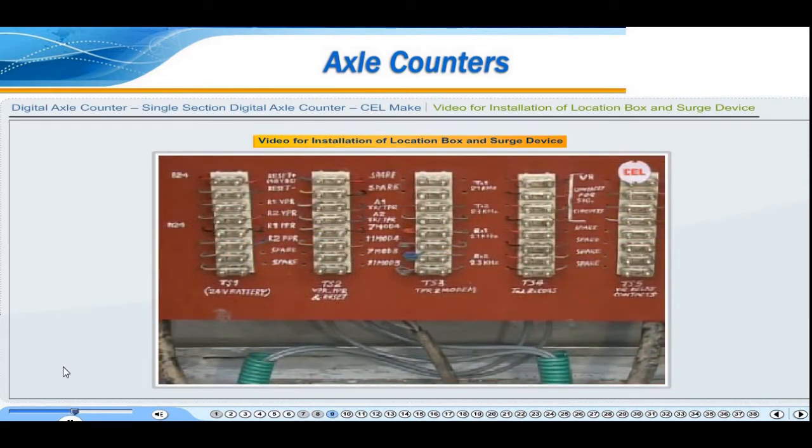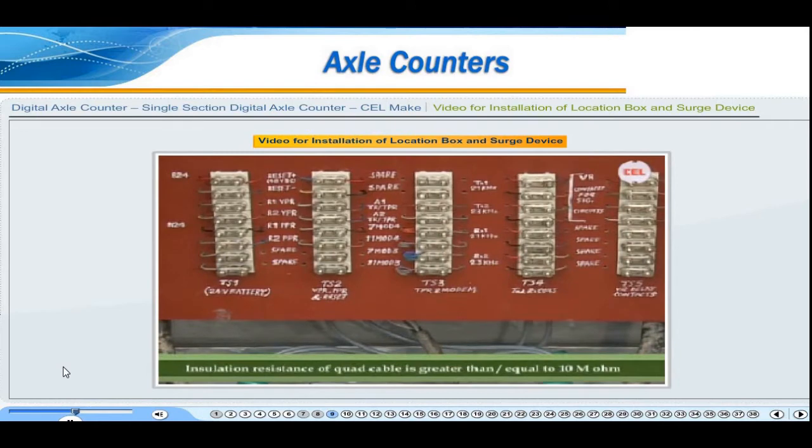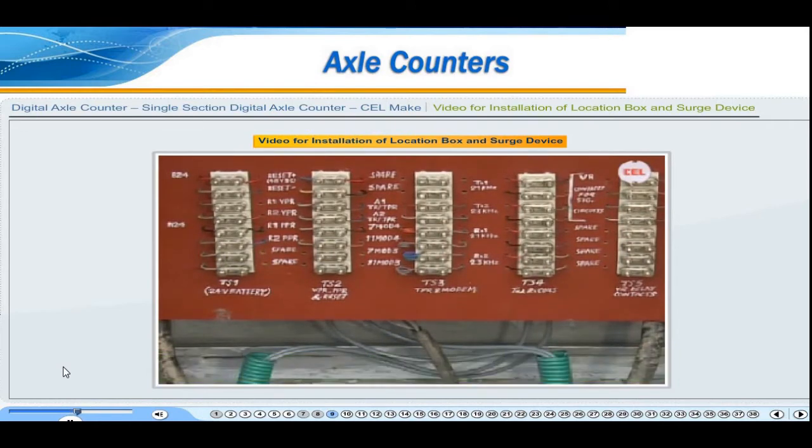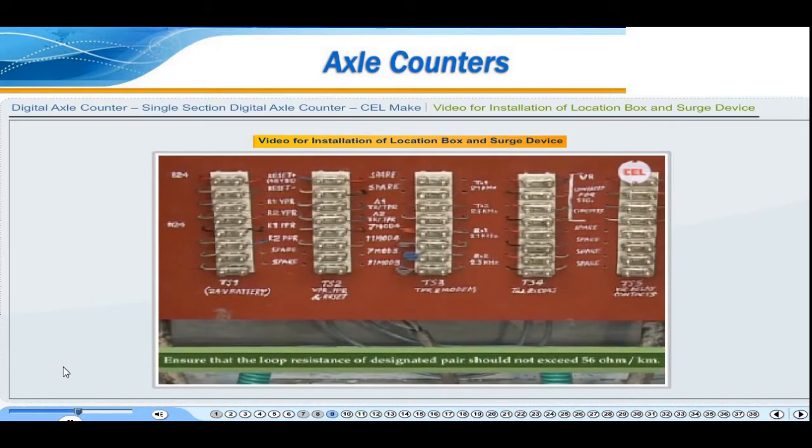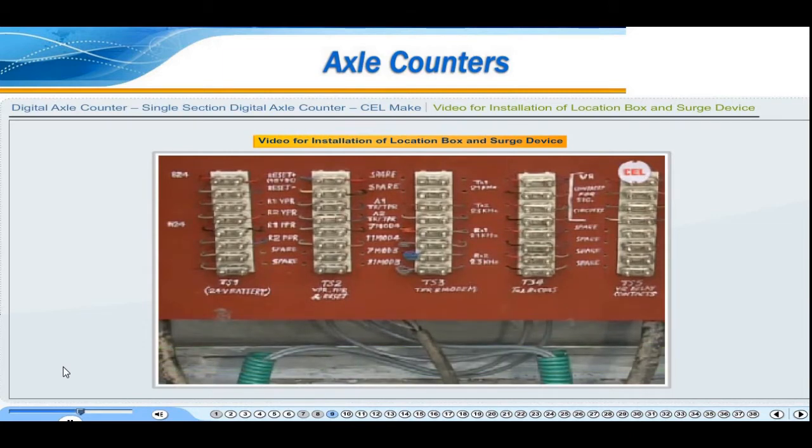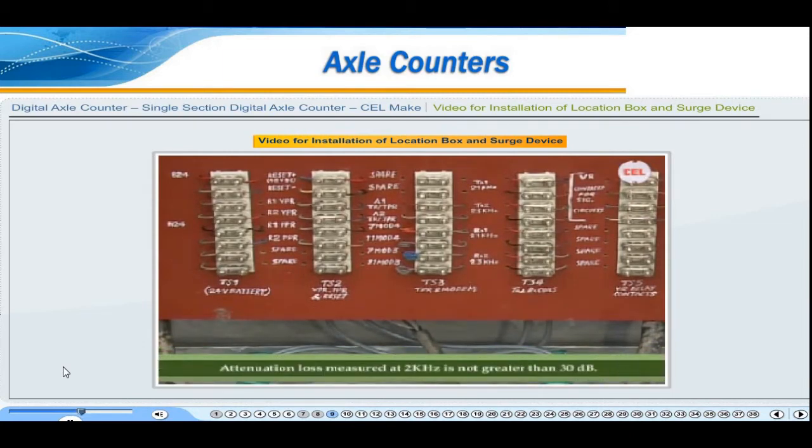Ensure that the insulation resistance of quad cable is greater than or equal to 10 mega ohms. Ensure that the loop resistance of the designated pair does not exceed 56 ohms per kilometer. Ensure that the attenuation loss measured at 2 kHz is not greater than 30 dB for the full length of cable.